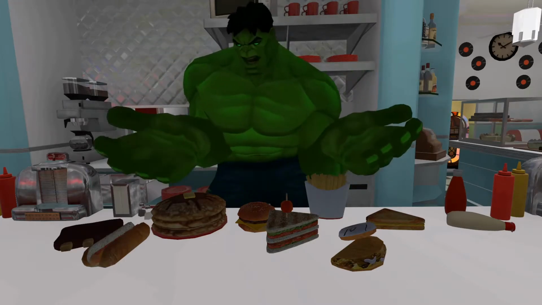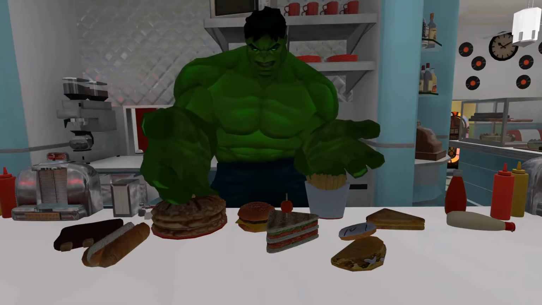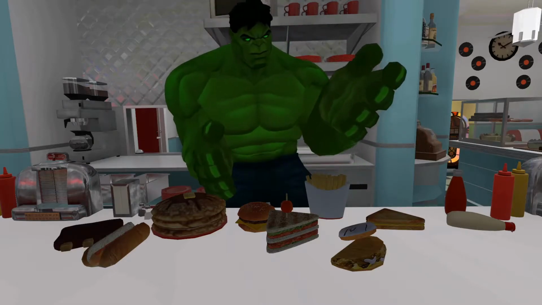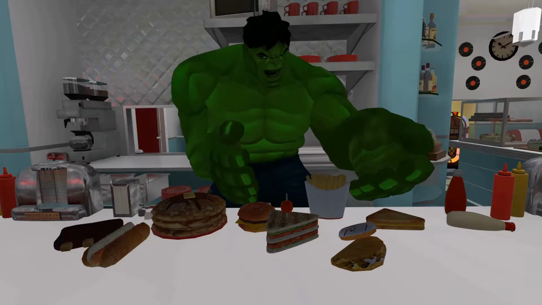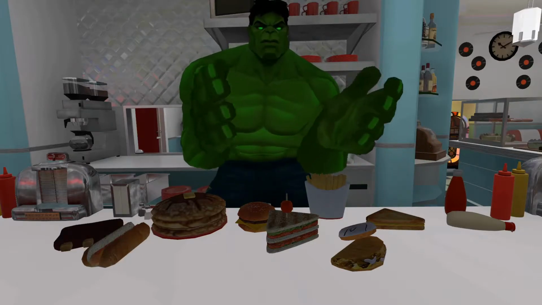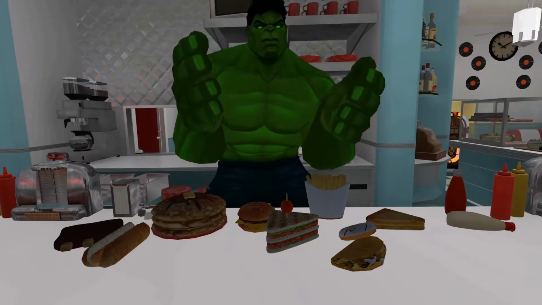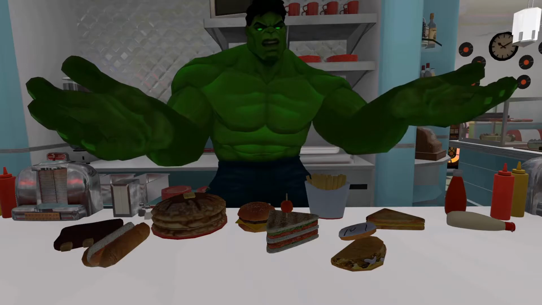So in front of me I have some food. We have some ribs, we have a hot dog, we have some pancakes, we have a burger, we have a sandwich, we have a taco, we have a donut, fries, and a cheese sandwich. Now what we're going to do today is we're going to be grouping them in terms of whether they have any meat or whether they have bread.